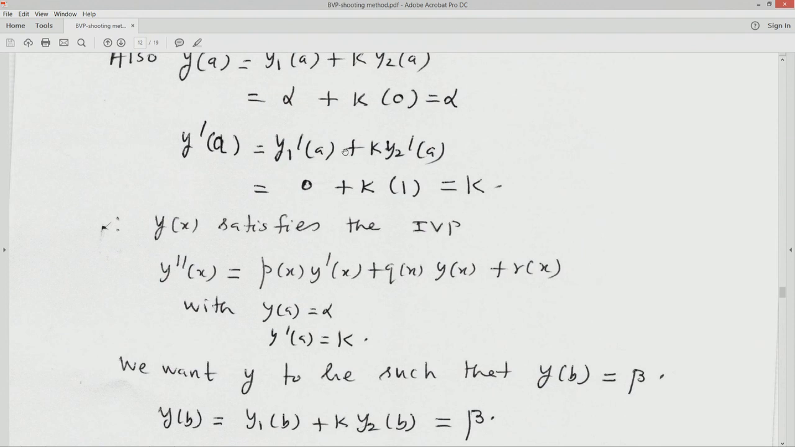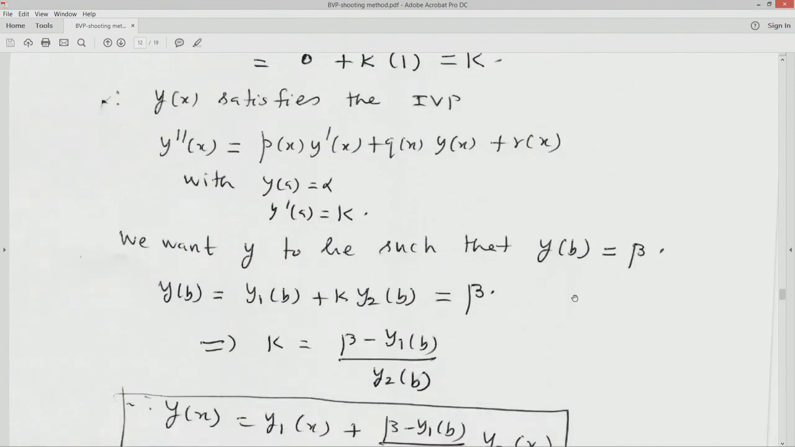What about y dashed of a? It is y1 dashed of a plus k times y2 dashed of a. But y1 dashed of a has been taken to be 0 and y2 dashed of a is prescribed to be 1, and therefore, it gives you what k is. So, our y of x, which is y1 plus k y2, satisfies the governing non-homogeneous differential equation for the boundary value problem, along with the condition that y of a is alpha and y dashed of a is k. So, we have a new initial value problem.